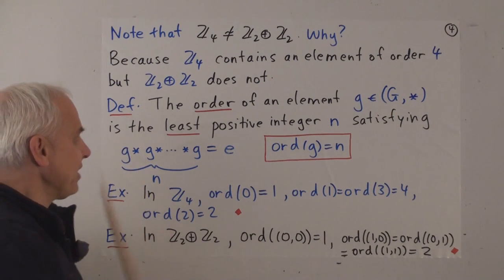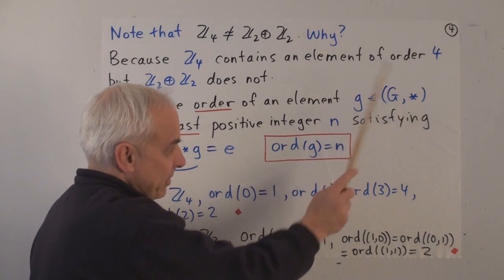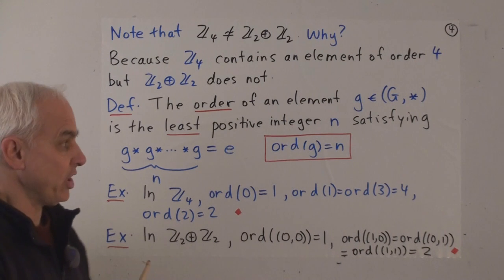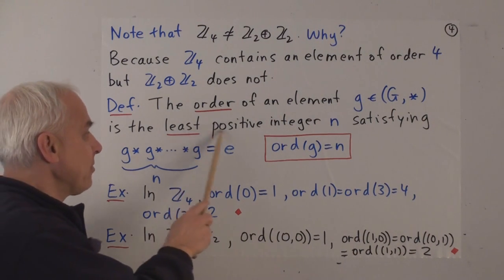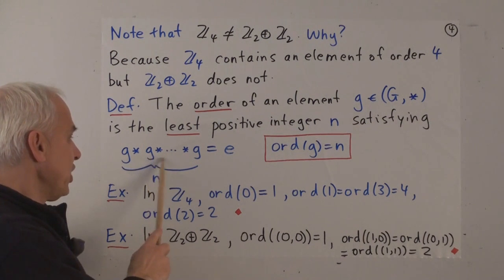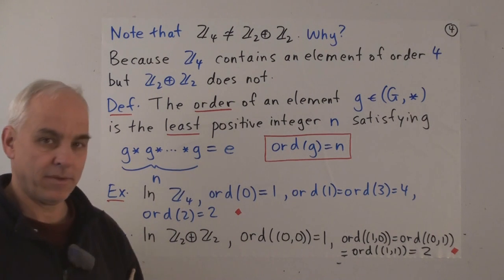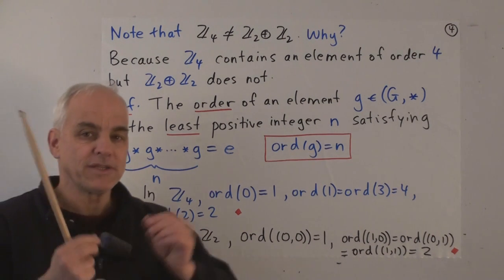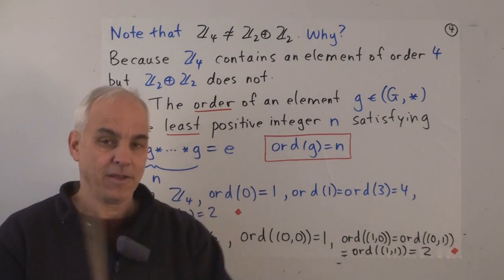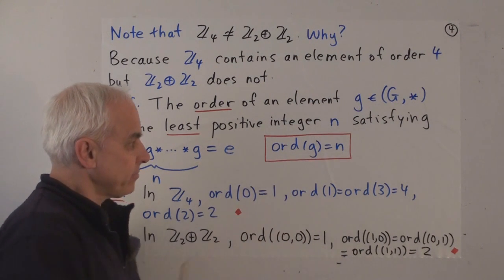So let me remind you what the definition of the order of an element is. If you have a group G with multiplication star, then the order of an element little g in that group is the least positive integer n satisfying g times g times g all the way up to g, n times, is the identity. So it's the smallest number of g's that you have to multiply together to get the identity. And we write order of g equals n.